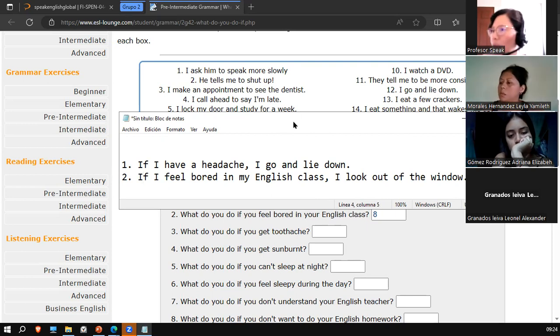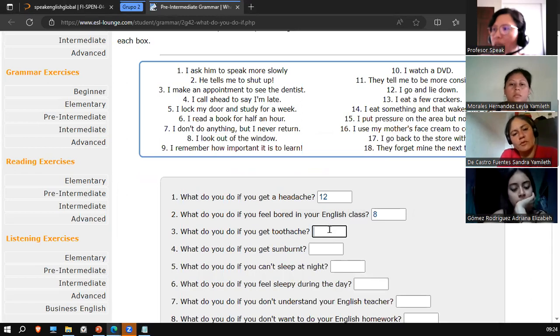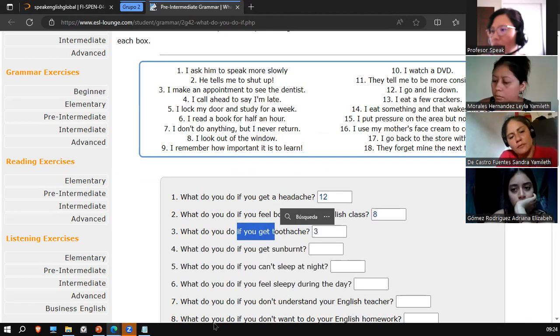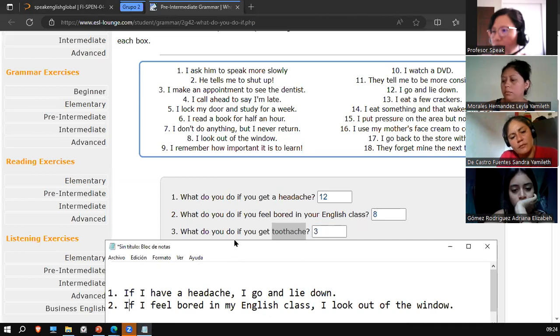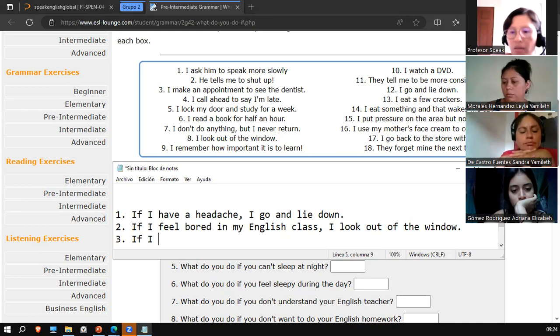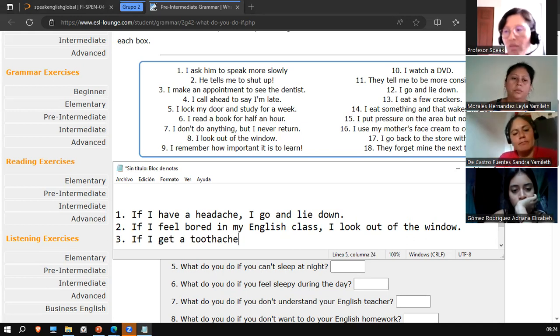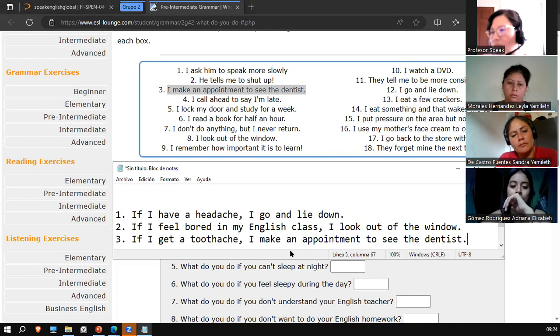Very good. What about number 3? What do you do if you get toothache? Number 3, I make an appointment to see the dentist, okay? So, if I get a toothache, voy a llevarme este. That's number 3. Okay, if I get a toothache, comma, right? I make an appointment to see the dentist, right?